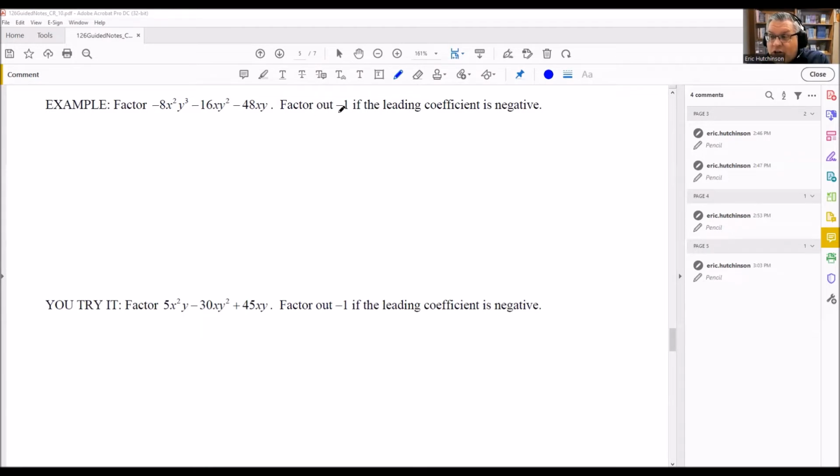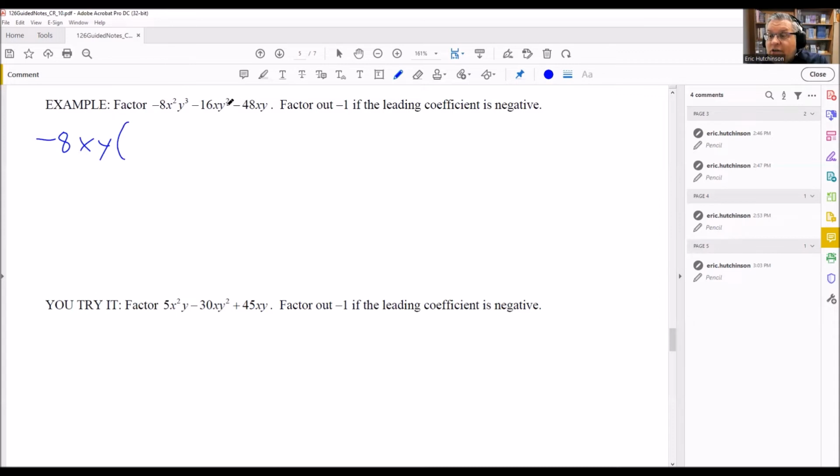Now it does say factor out -1 if the leading coefficient is negative. So I do know that I need a negative for that. In fact, -8 is going to be what I'll pull out because that's all of these here. You can divide it by -8 and still get an integer. Now, the most we can pull out is the smallest power of each of the variables. So the lowest power of X would just be X to the first power. The lowest power for Y is going to be Y to the first power. So this is my GCF, -8XY.